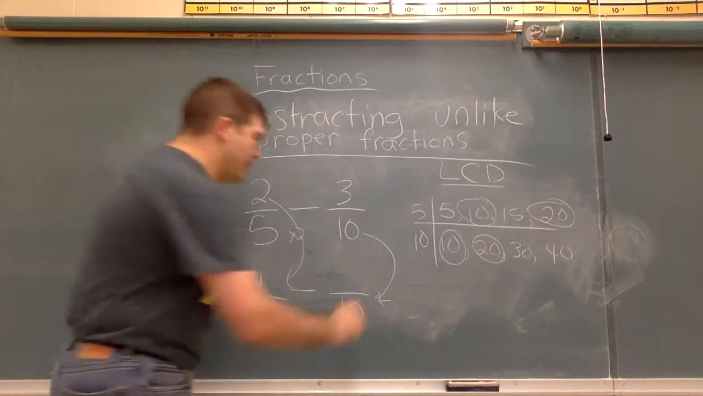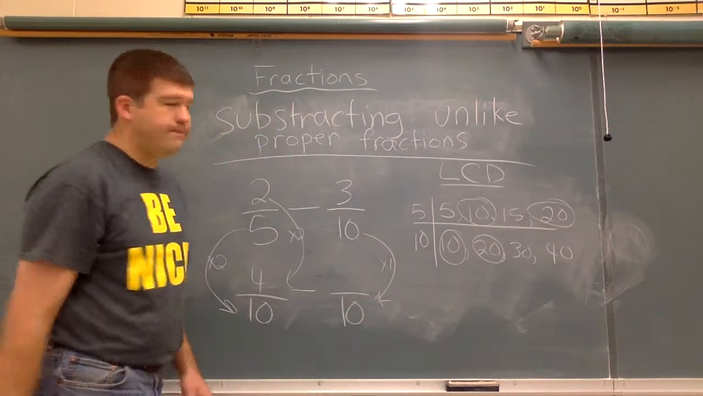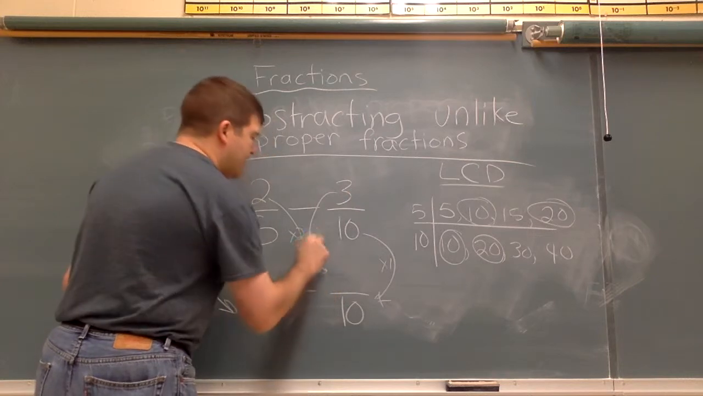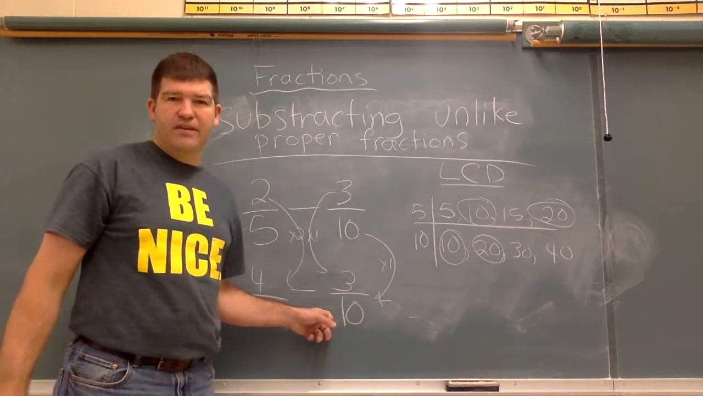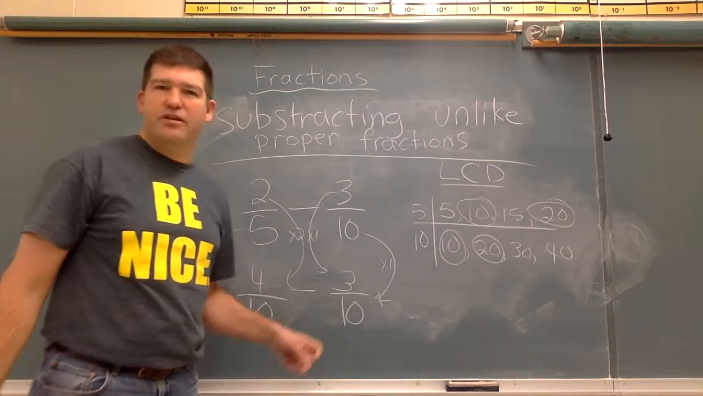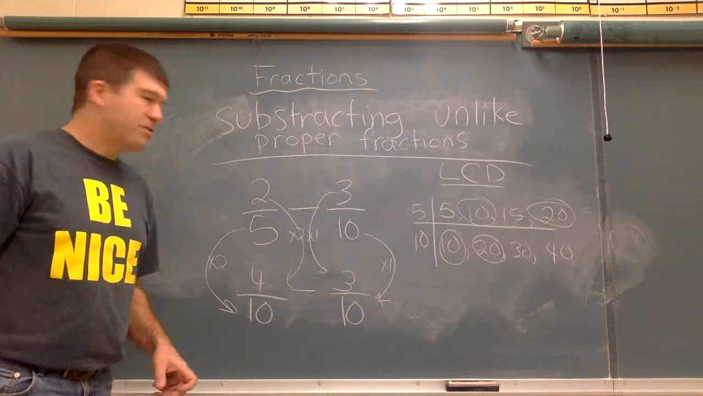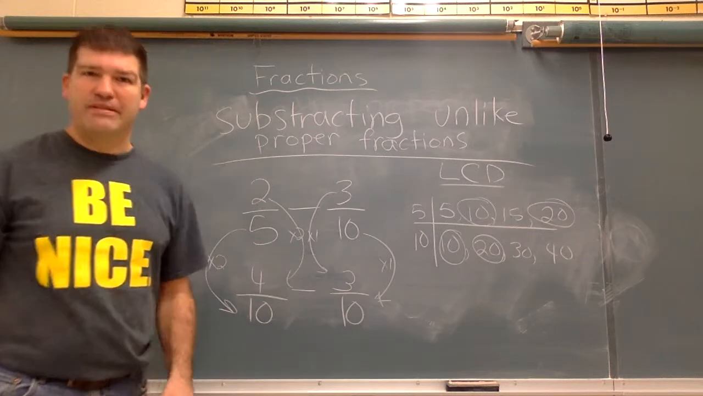10 times what gets me to 10? Well, that's a pretty simple one. Times 1. And so 3 times 1 is 3. 3 tenths is equivalent to 3 tenths. That should not be earth-shattering. That should make sense. That is the same as that.